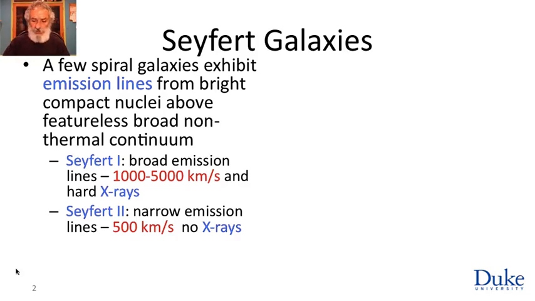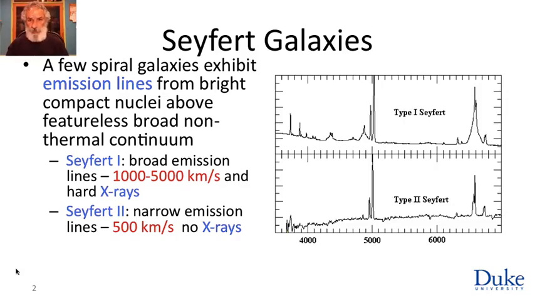And Seyfert galaxies are classified into two varieties. The type 1 Seyferts have very broad emission lines, as you see here. We typically expect absorption lines above a thermal continuum. What we're finding is emission lines above a non-thermal continuum. So something interesting is going on there.